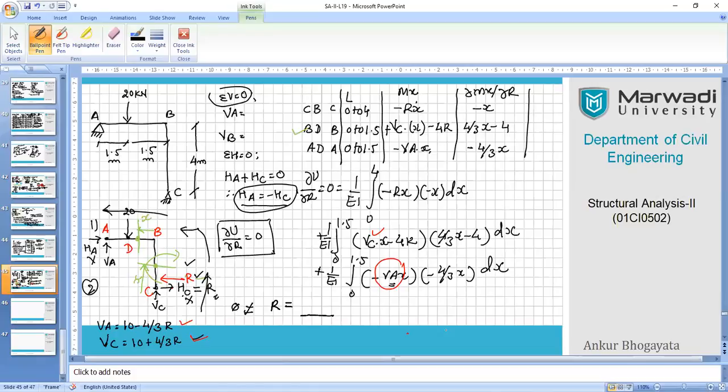Once you have the R value, it will be very straightforward for us to draw the rest of the diagrams also. And after this, we'll take one example of the complete frame. So that will enhance your full capacity also, and that will give you another level of confidence.